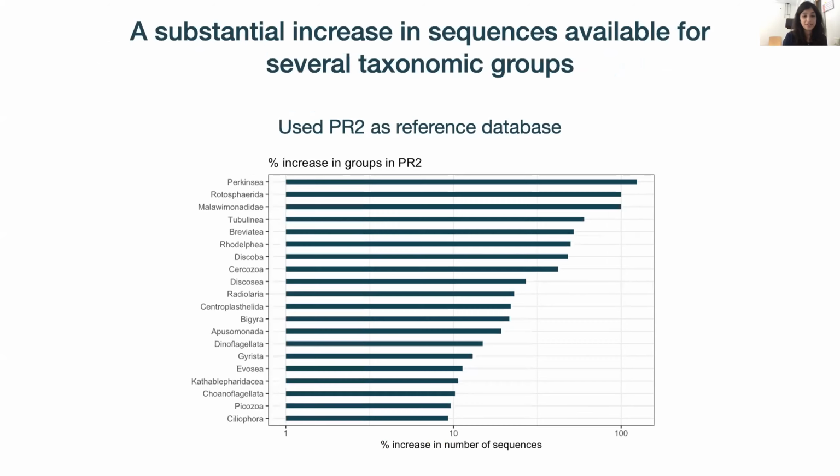And these annotated 18S and 28S sequences represent a huge increase in sequences available for several taxonomic groups when we compare it to the PR2 database. So for instance, our OTUs represent more Perkinsid sequences than present in the PR2 database. And we also see substantial increases for groups such as Cercozoa, for Discoba, for dinoflagellates, etc.